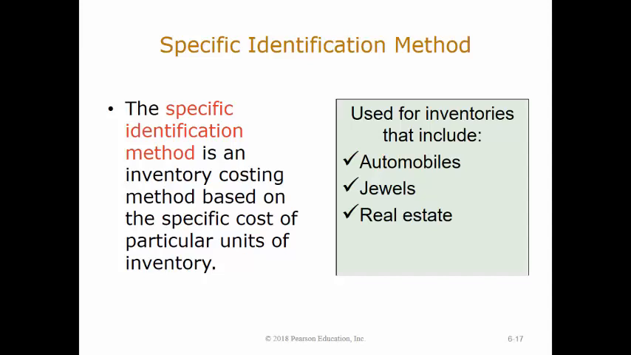The specific identification method is dependent on being able to identify the specific cost associated with each individual item in inventory. This is most efficient when each item in inventory is unique with a unique identifier. Examples include automobiles that have a unique vehicle identification number, real estate identified by address, and jewels such as a specific diamond ring.